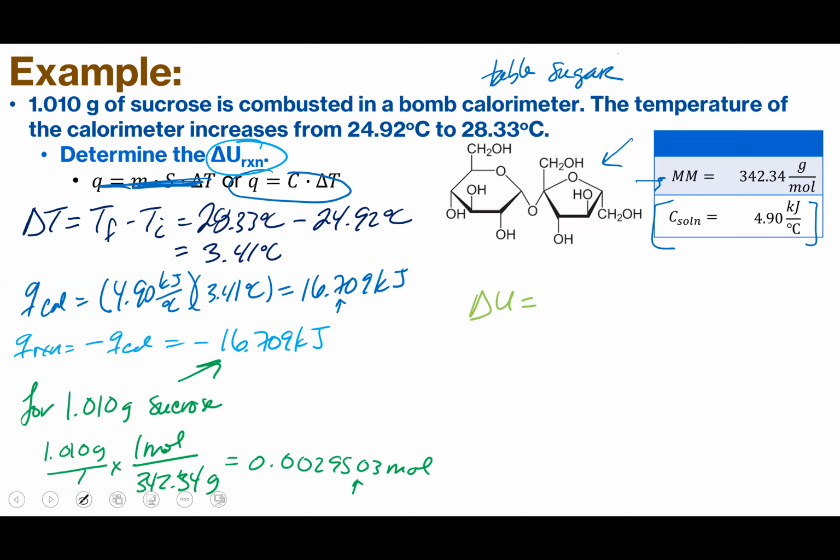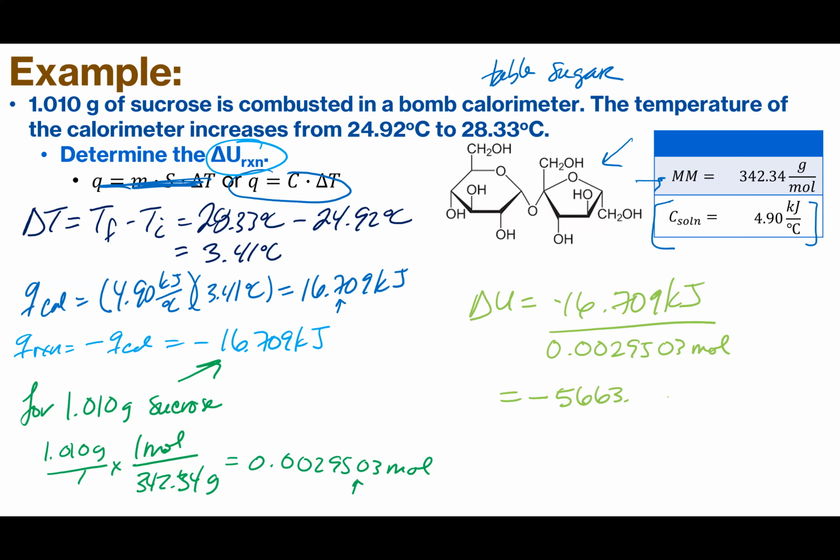Delta U is negative 16.709 kilojoules divided by the moles, 0.0029503 moles. Okay, so this is negative 5663.5 kilojoules per mole. And for three significant figures, we can call this negative 5660 kilojoules per mole. That is three significant figures.